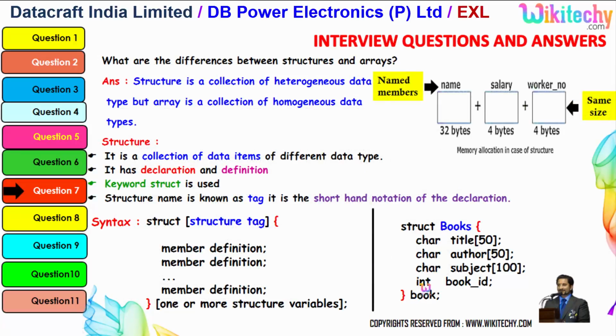Here is the difference between structures and arrays. A structure is a collection of heterogeneous data, whereas an array is a collection of homogeneous data, a straightforward, simple difference. A structure is a collection of data items of different data types, 32, 4, 4. It has declaration and definition. The keyword struct is used. The structure name is known as a tag and it is a shorthand notation of the declaration.